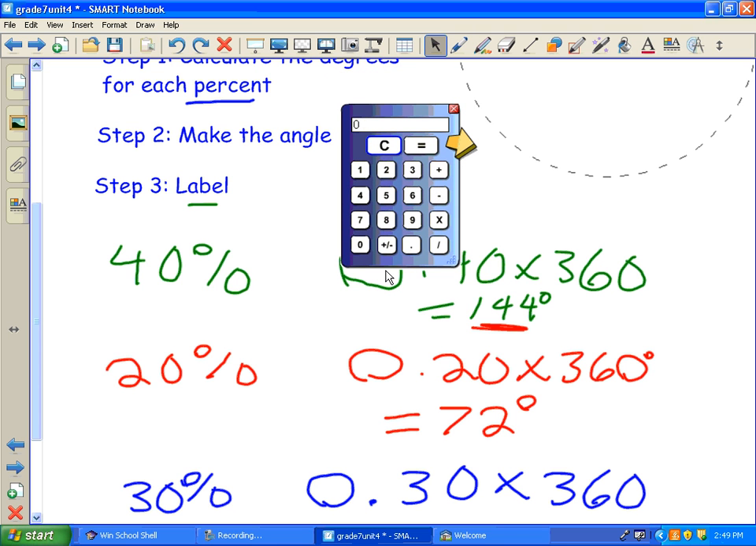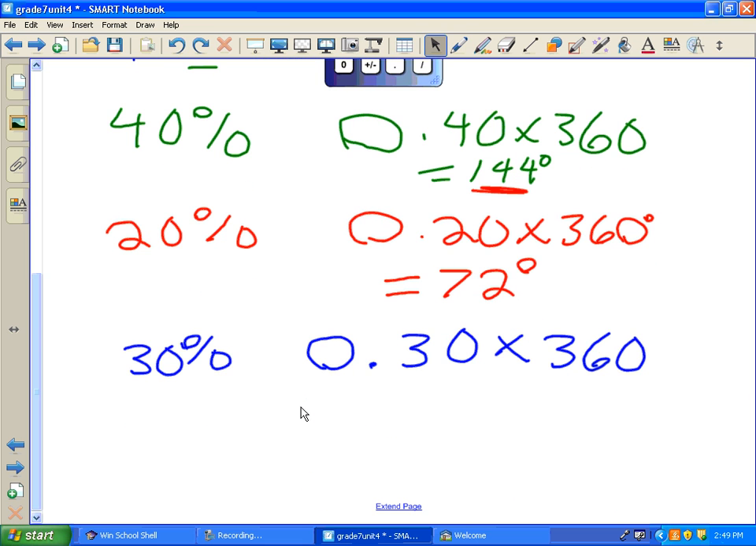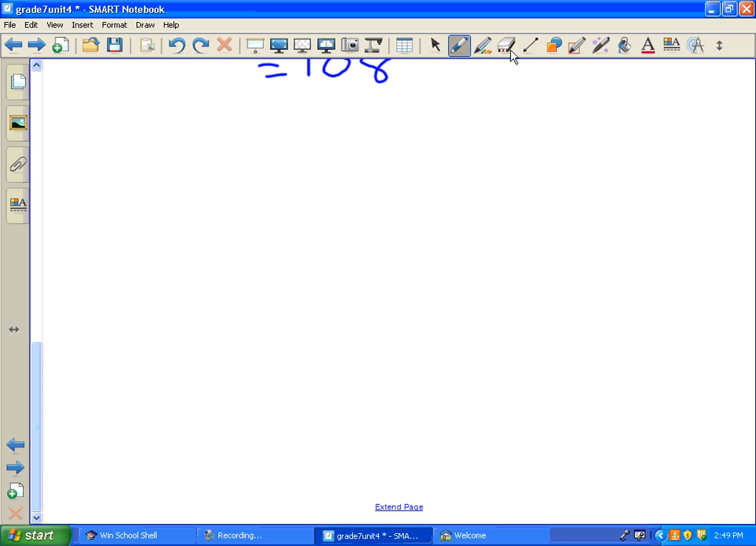So 0.30 times 360 is 108 degrees. So now we've got 108 degrees. The only thing left to do is to draw our circle.